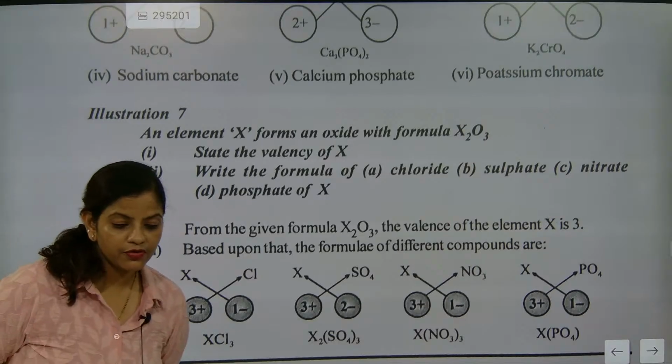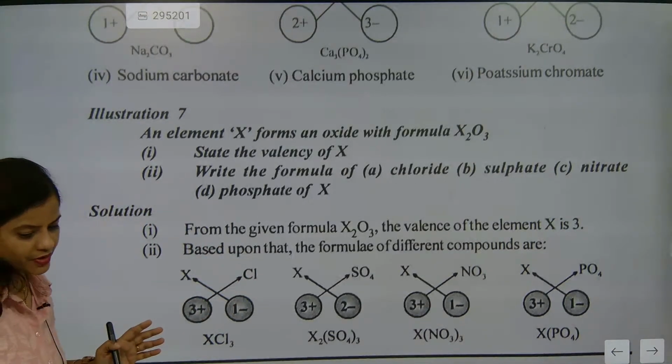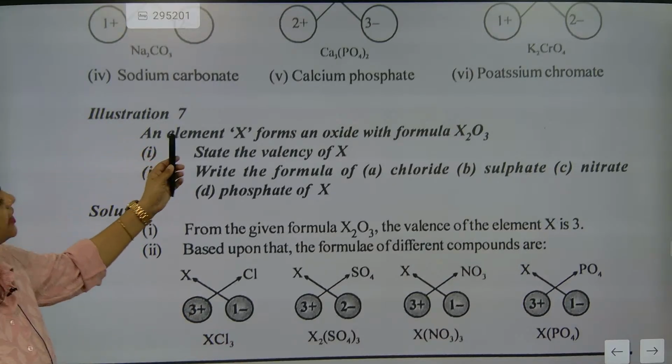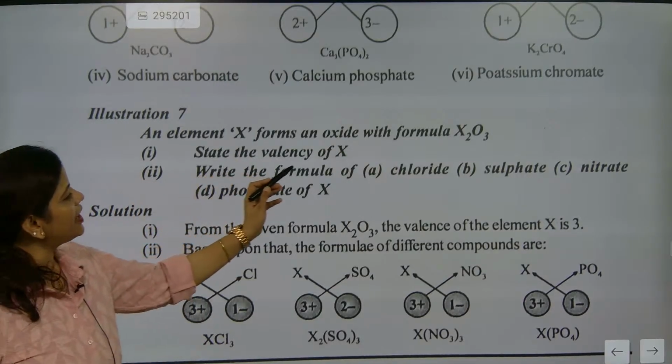But first, beta, we are going to finish this one. Now, look here. Shall we go? Valency is X2, correct. They are telling that an element X forms an oxide with formula X2O3. State the valency of this.